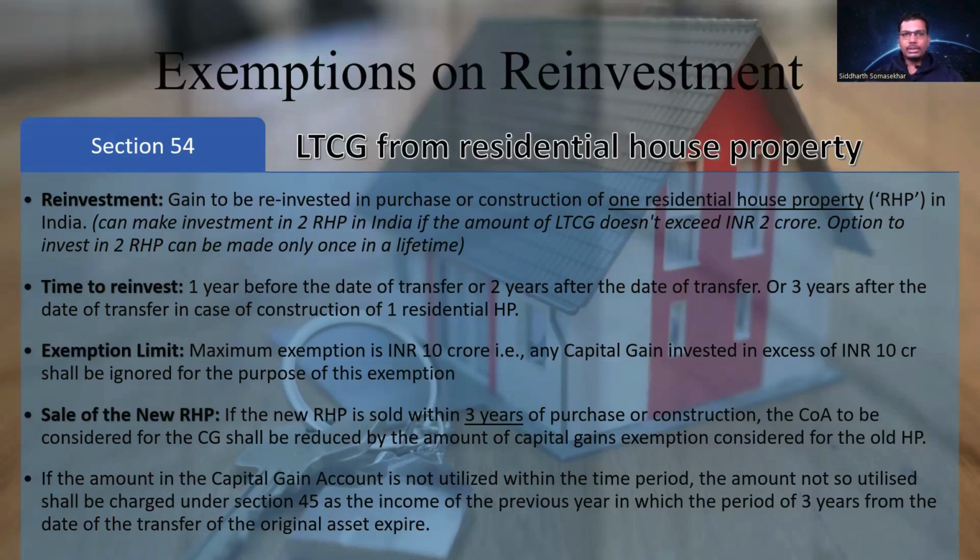Whenever you're reading these provisions, you have to look at four main points. One is what to reinvest. Second is when to reinvest. Third is what is the limit of reinvestment. And fourth is what happens if you sell the new capital asset early. So coming to section 54, 54 says long-term capital gain from sale of a residential house property.